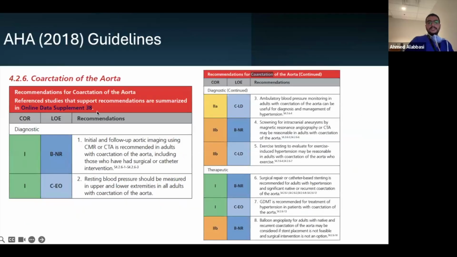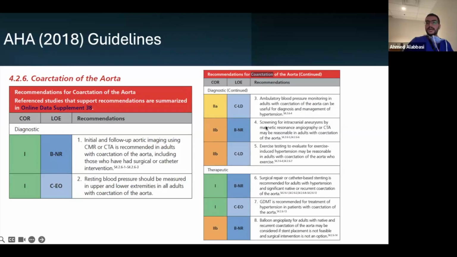The AHA 2018 guidelines note that initial and follow-up imaging with CMR or CTA is recommended. We should measure resting blood pressure in the upper and lower extremities in all patients. This is a class 1 recommendation. Class 2A would be for ambulatory blood pressure monitoring, as some of these patients may not be hypertensive in the office, but they may have blood pressure that's elevated at home. So ambulatory blood pressure is a class 2A recommendation.